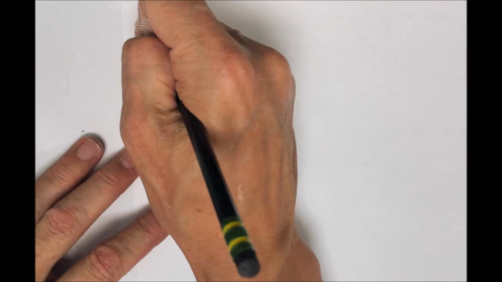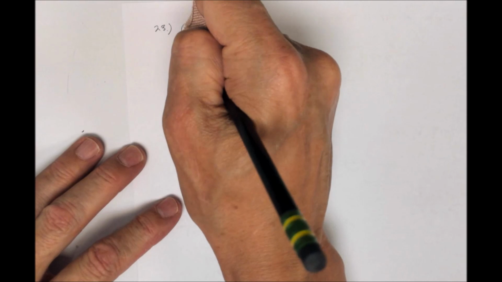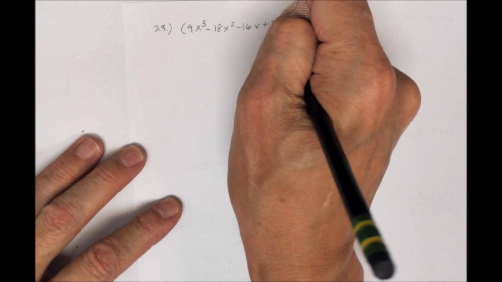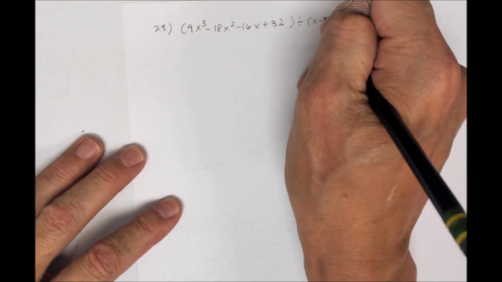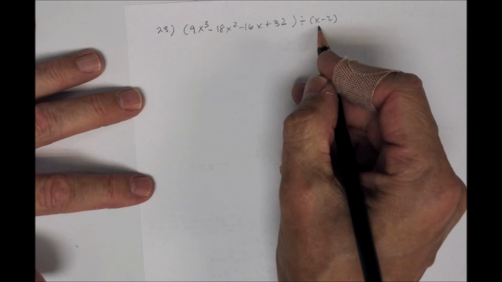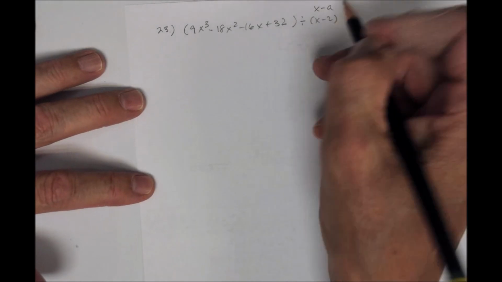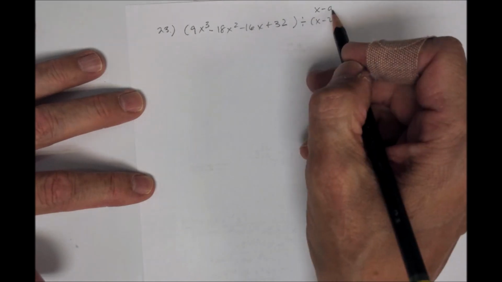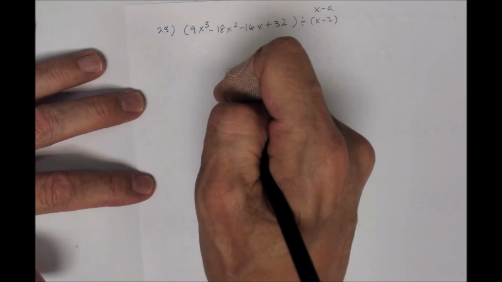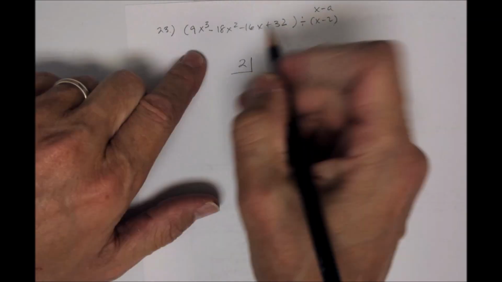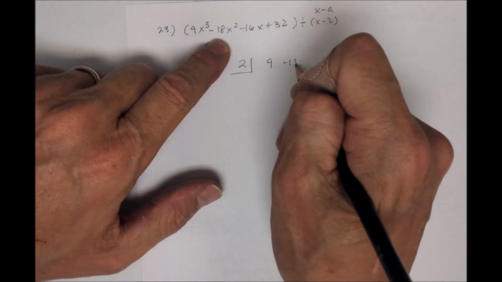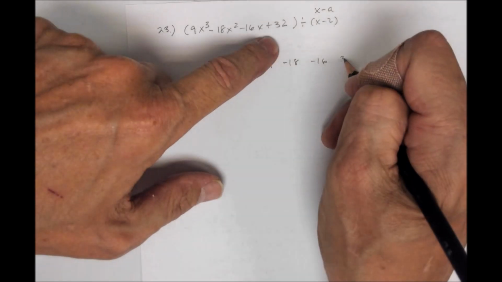Next one up, let's see, that was 19. Next one up would be 23. 23 is 9x to the third minus 18x squared minus 16x plus 32, and you're dividing by x minus 2. All right, this has to be in the form x minus the number, x minus a. So a is 2. Now if that had been a plus 2, then a would have been negative 2 because x minus negative 2 would be x plus 2. But it is x minus 2, so the 2 goes in the pocket, and this is already in descending order, no terms missing. Put down the coefficients, 9, negative 18, negative 16, and then the constant term is 32.